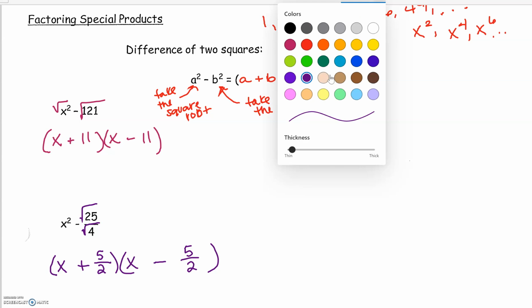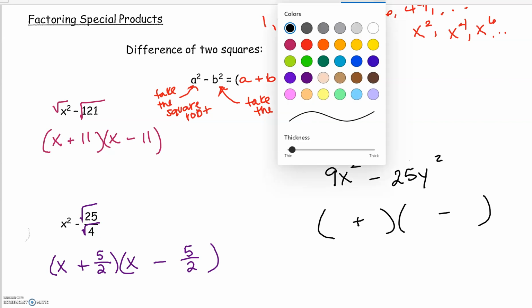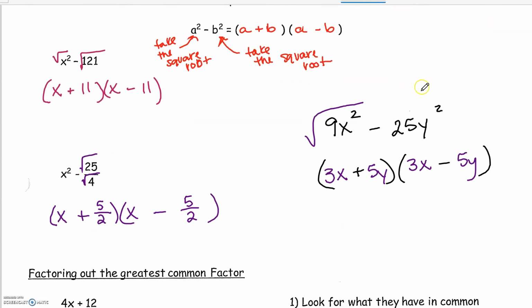Let's go ahead and add one more in here that's not already in here. Let's do a 9x squared minus 25y squared. So we're going to have our plus, we're going to have our minus. The square root of 9 is 3. The square root of x squared is x, so 3x. The square root of 25 is 5. The square root of y squared is y, so 5y. So there's our difference of two squares.